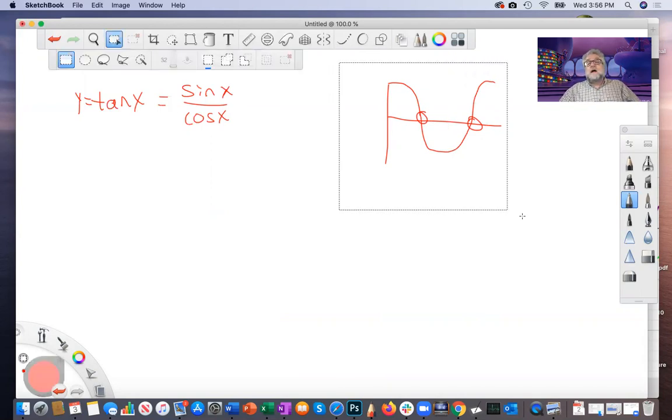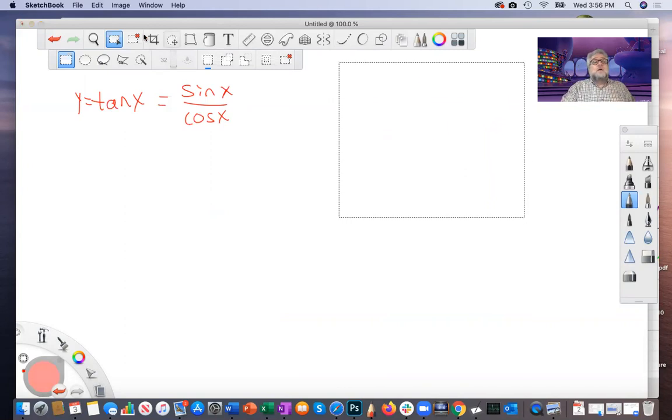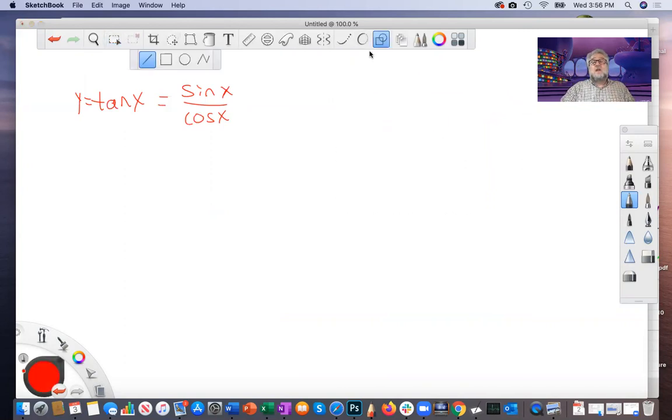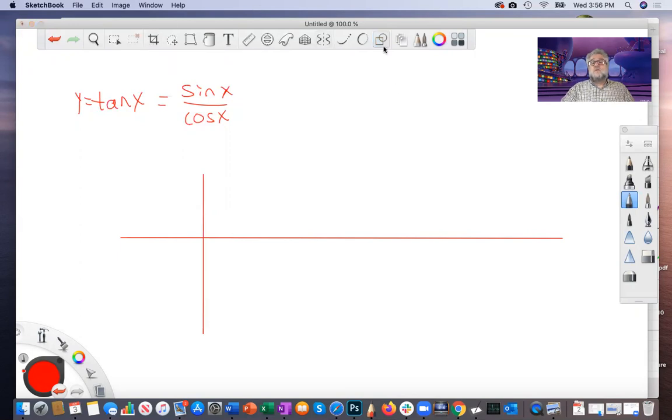So when we graph tangent, let me try to do this neatly. So here's my x-axis. Here's my y-axis. Okay. And turn that off. I got my pen.